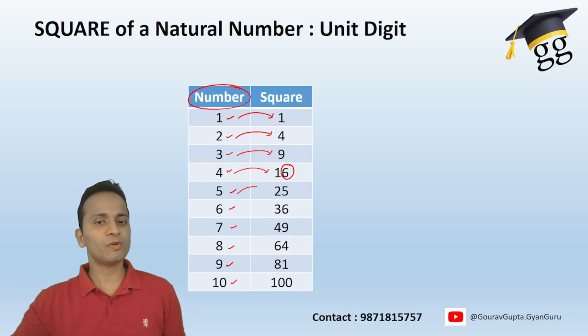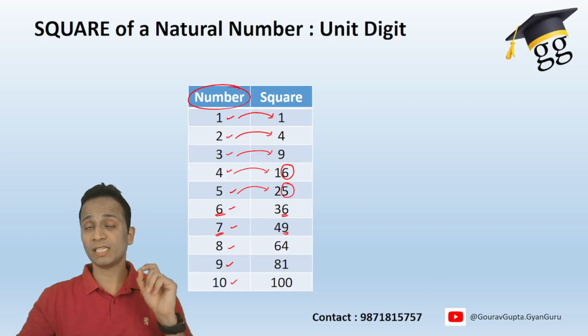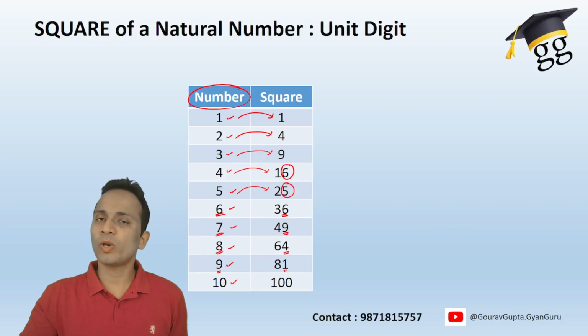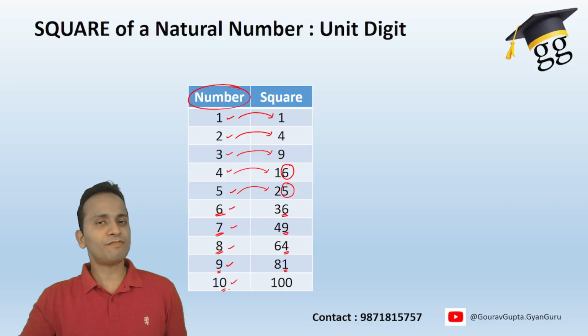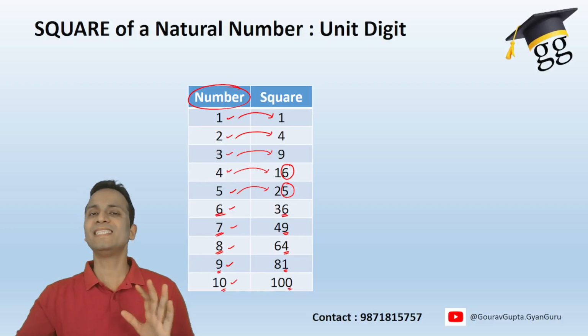Any number which is ending with 5, the square will end with 5. Ending with 6, the square will end with 6. Number ending with 7, the square will end with 7 square, that is 49. So the square will end with 9. Any number which is ending with 8, its square will end with 4. Any number which is ending with 9, the square will end with 1. And finally, any number which is ending with 0, the square will end with 0.